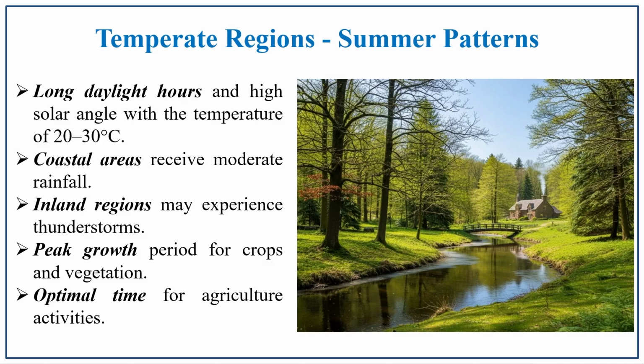So, summer, the name itself implies long daylight hours and a high solar angle, with a temperature of 20 to 30 degrees Celsius. In the coastal areas, moderate rainfall will be received, and there will be a coastal maritime influence. The inland region experiences thunderstorms. The inland region is somewhat away from the water bodies, so there is intense heat, and the process leads to thunderstorms.